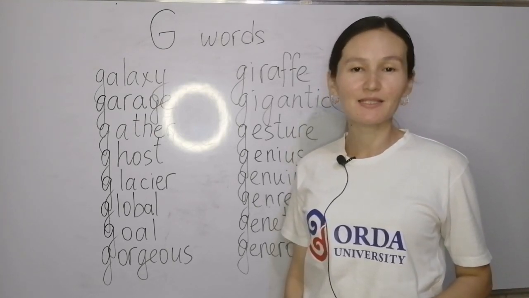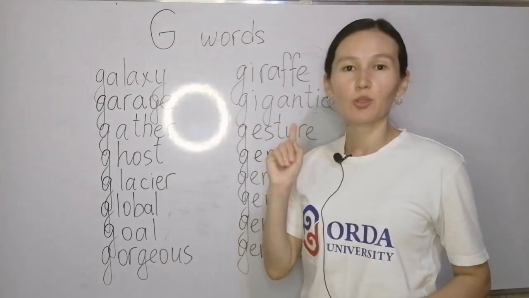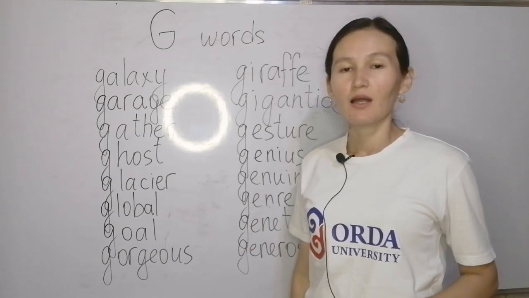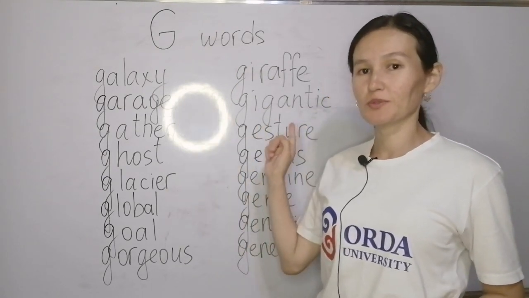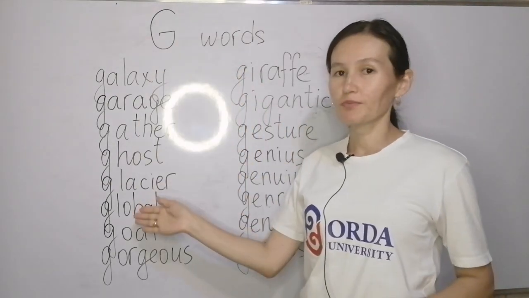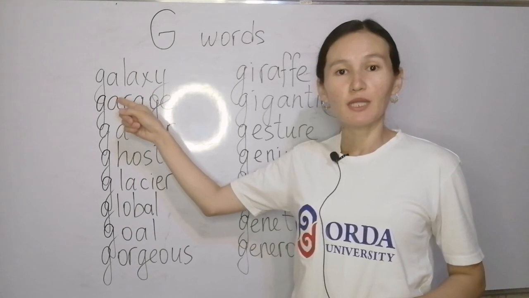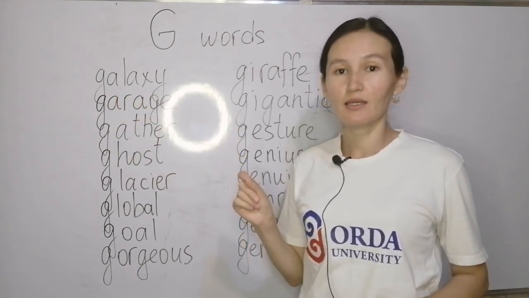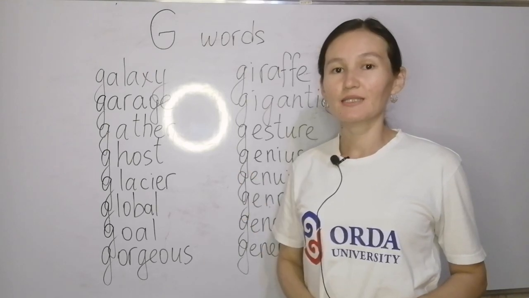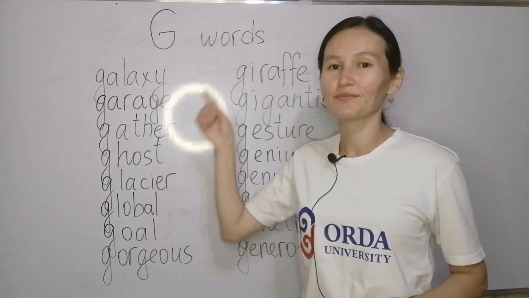In this lesson, I'm going to talk about the words that start with letter G. Actually, I divided the words into two groups. So in this case, the first letter G is pronounced not like J, but as G. The sound is G here. So let's read it together.